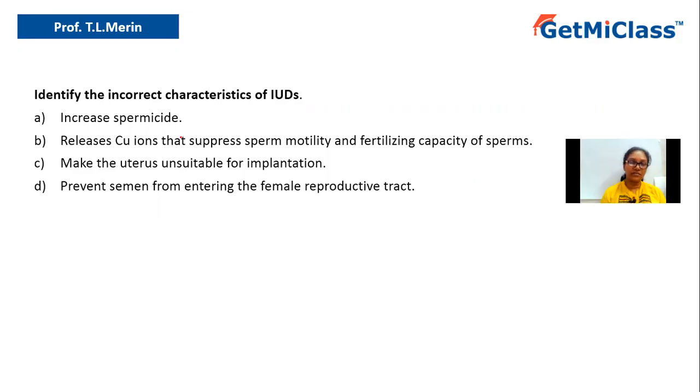Today we are going to solve this question which says identify the incorrect characteristic of IUDs. Option A, increase spermicide. Option B, release copper ions that suppress sperm motility and fertilizing capacity of the sperm. Option C, make the uterus unsuitable for implantation. Option D, prevent semen from entering the female reproductive tract.